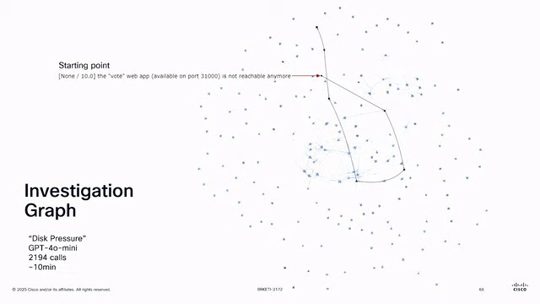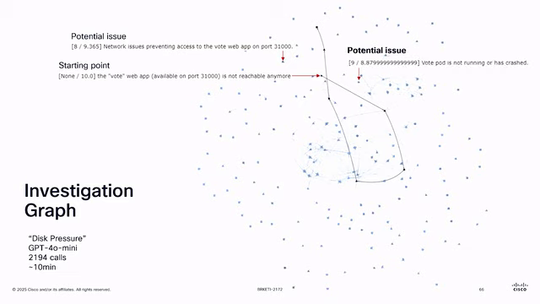So this little star, where we say my vote application, available on port 31,000, is not reachable anymore. Then it went off and said, well, what is a potential hypothesis? Network issues preventing access. Yeah, it's a network issue. We could have found that, or inspired that, or the vote port has crashed. Again, it's an application issue.